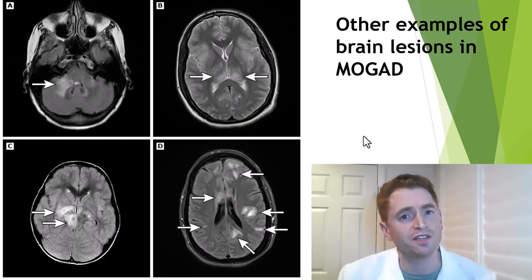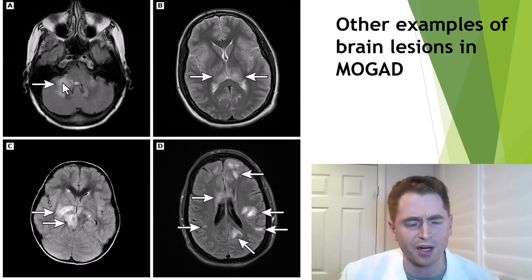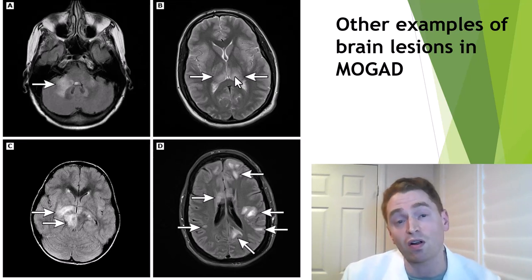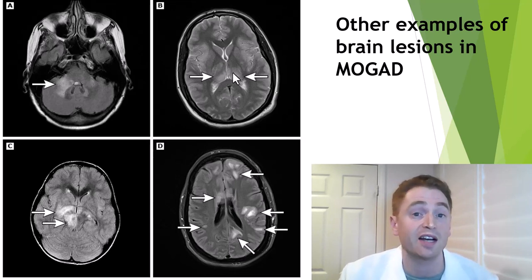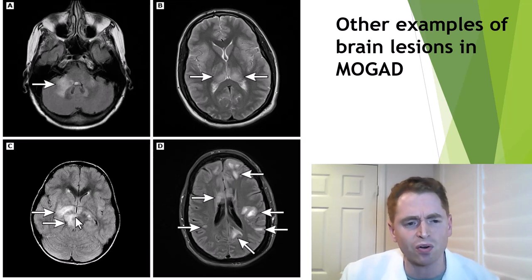We can also see focal brain lesions. For instance, this lesion in the right middle cerebellar peduncle can cause tremor, dizziness, imbalance, very similar to what we might see in multiple sclerosis. These bilateral lesions in the thalamus can cause sleepiness, confusion, even narcolepsy, similar to what we might see in anti-aquaporin 4 related neuromyelitis optica. These strange lesions, posterior limb of the internal capsule and midbrain, and these unusual subcortical and juxtacortical lesions.